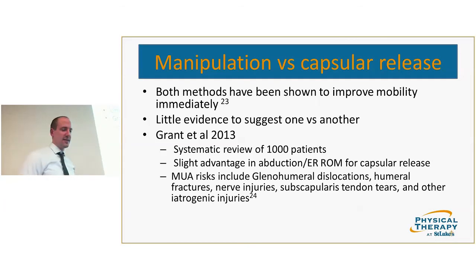But in 2013, they did a study looking at 1,000 patients. There was a very slight advantage in abduction and external rotation for capsule release. Some of the risks that have been known for the manipulation, on the contrary side, there have been fractures, nerve injuries, rotator cuff tears, labral tears. Those risks are getting much smaller because they are focusing more on a smaller lever arm. In the past, they were using longer lever arms, and that was found to have some more complications. They certainly are using shorter lever arms to try to reduce those complications.